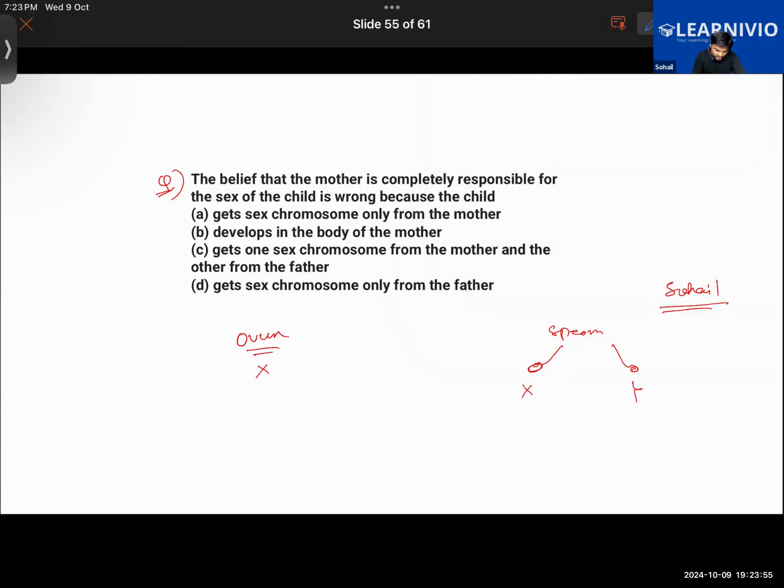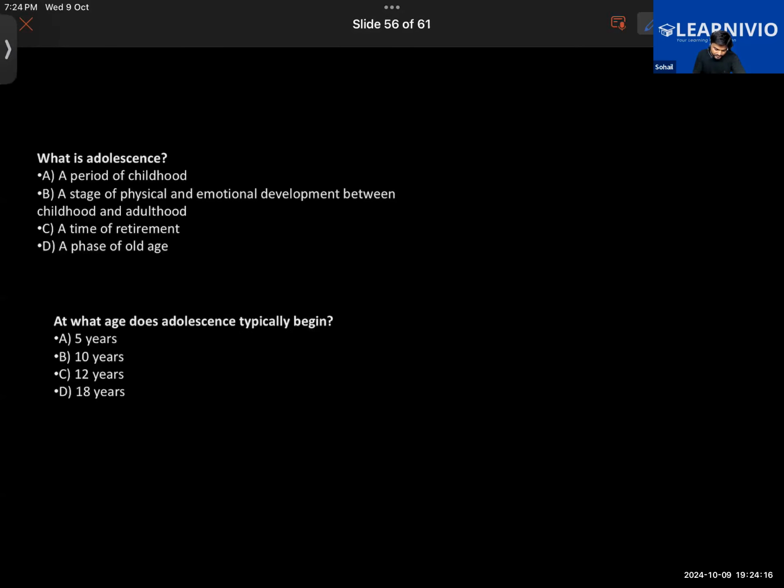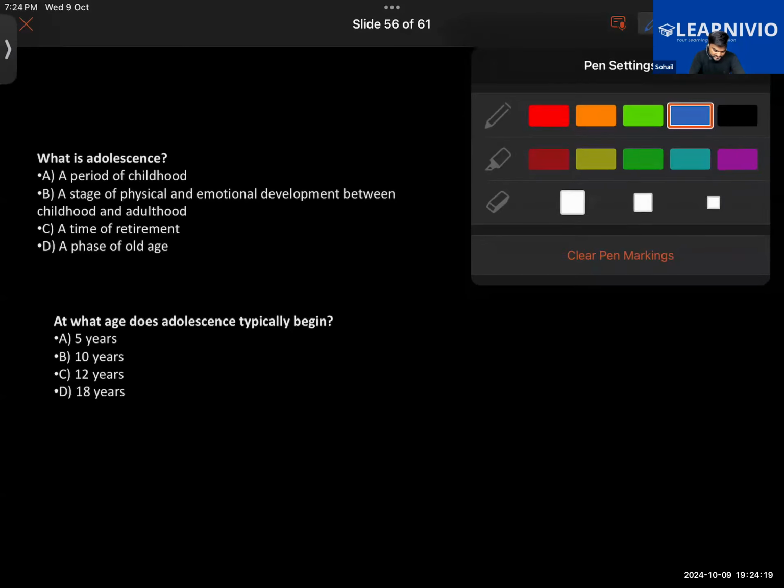So you guys answer this to me. If the ovum having the X chromosome is fertilized by the sperm carrying the X chromosome, the baby that is born will have the XX chromosome. So will it be male or female? Female. Well done. And in the other situation, XY, that is male. Very good. Okay, what is adolescence?